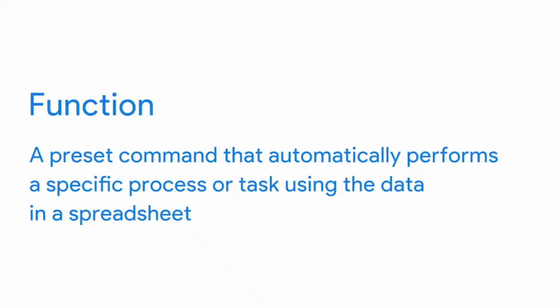A function is a preset command that automatically performs a specific process or task using the data in the spreadsheet. That sounds pretty technical, I know. So let's break it down. Just think of a function as a simpler, more efficient way of doing something that would normally take a lot of time. In other words, functions can help make you more efficient. Those are the spreadsheet basics for now. Later on, you'll see them in action and start working with spreadsheets yourself.